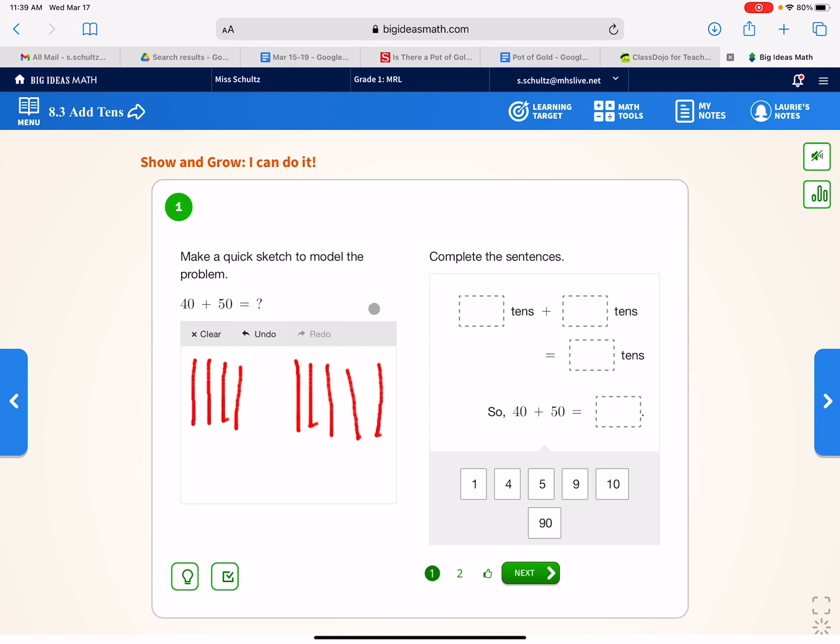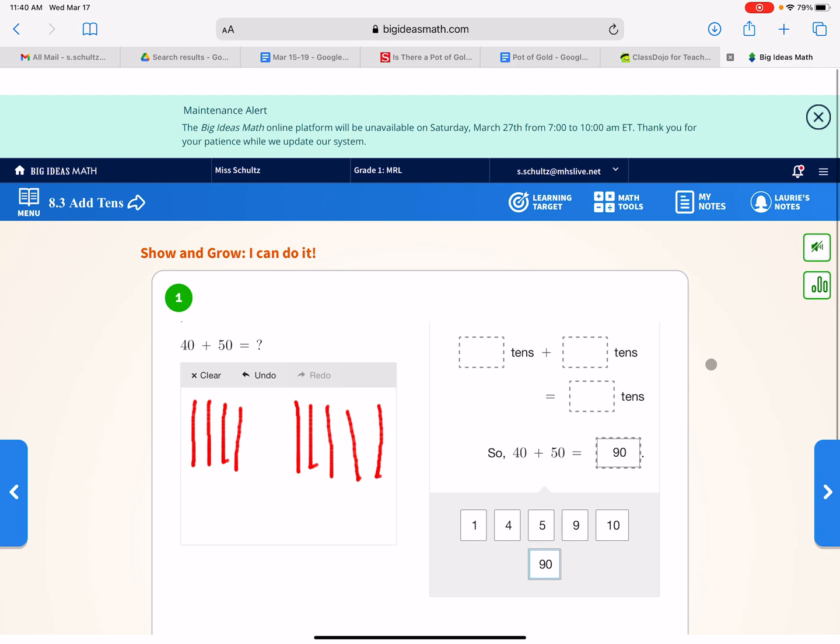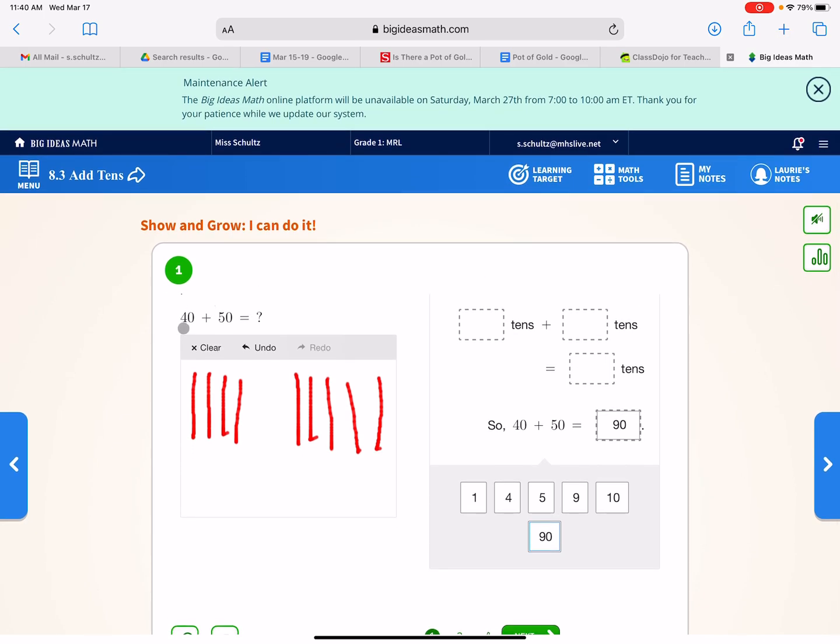But it's asking us what we can do to sketch this problem to make it quicker for us to solve. So what we could do is count by 10. So we could do 10, 20, 30, 40, 50, 60, 70, 80, 90. So 40 plus 50 is 90.